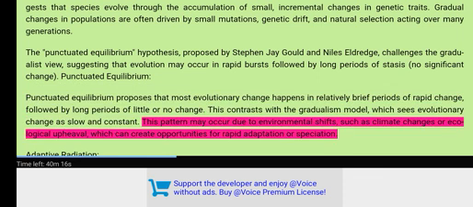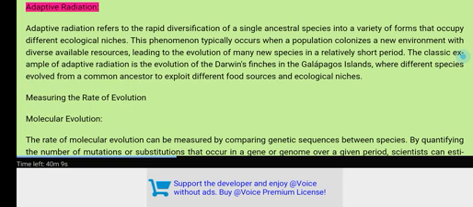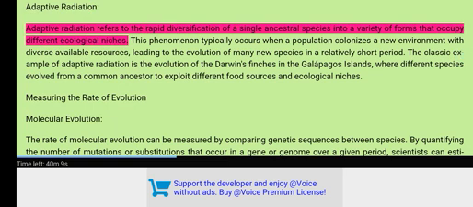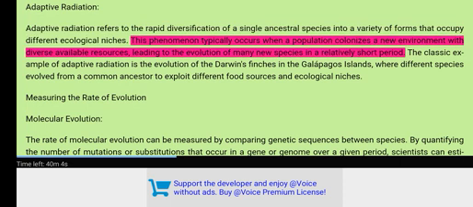This pattern may occur due to environmental shifts, such as climate changes or ecological upheaval, which can create opportunities for rapid adaptation or speciation. Adaptive radiation. Adaptive radiation refers to the rapid diversification of a single ancestral species into a variety of forms that occupy different ecological niches. This phenomenon typically occurs when a population colonizes a new environment with diverse available resources, leading to the evolution of many new species in a relatively short period.